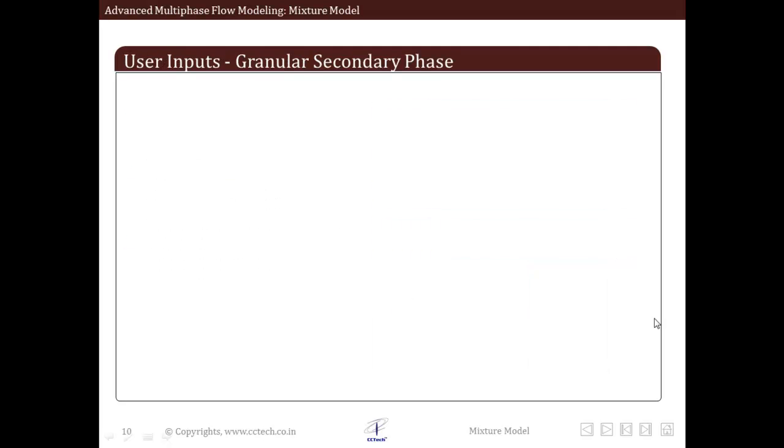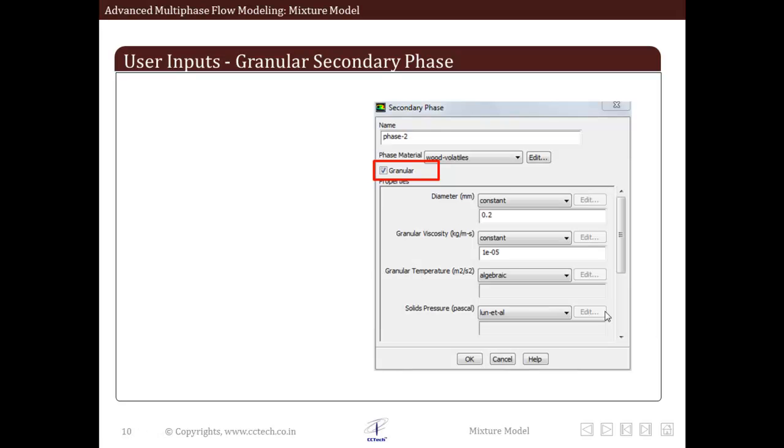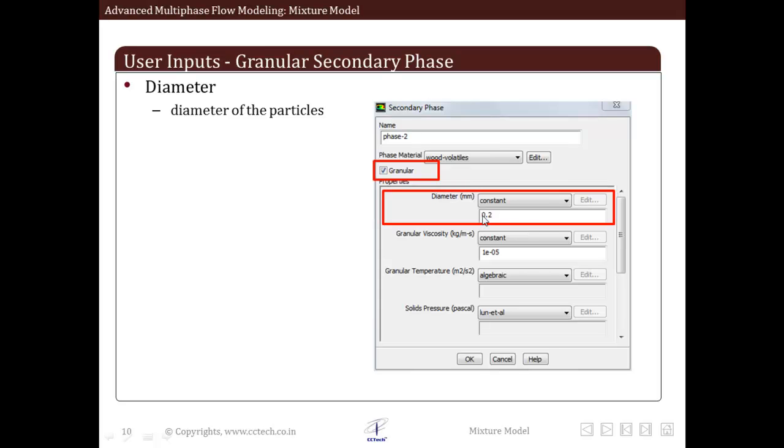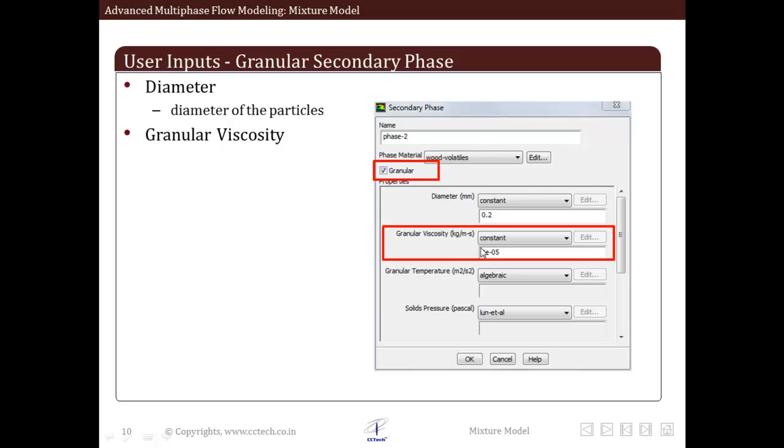In this slide, we will see how to set up the properties for the granular secondary phase. Within the secondary phase panel, we activate the granular option in order to indicate that the secondary phase is granular. The first property that we have to give after setting up the phase material is diameter. This is the diameter of the granular particles. Granular viscosity is the second property. This is the kinetic part of the granular viscosity of particles.